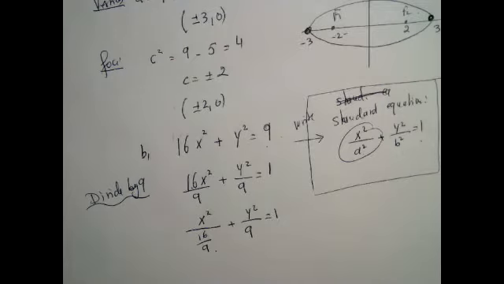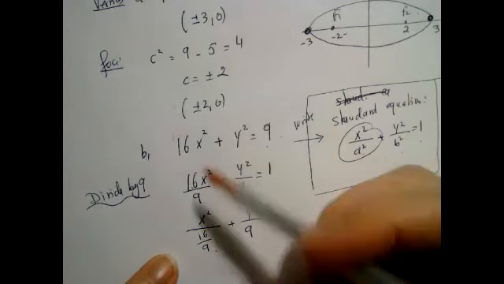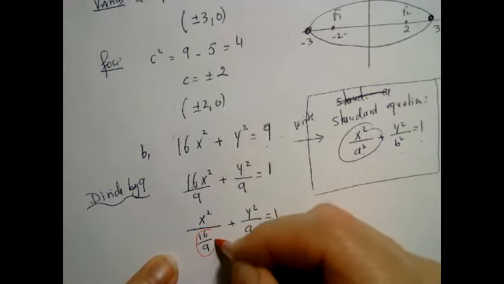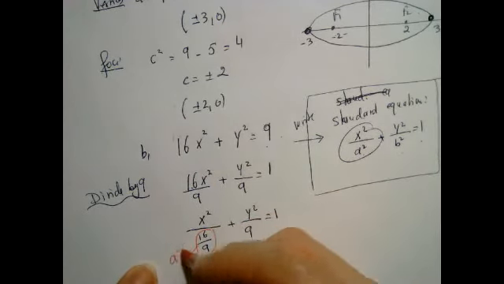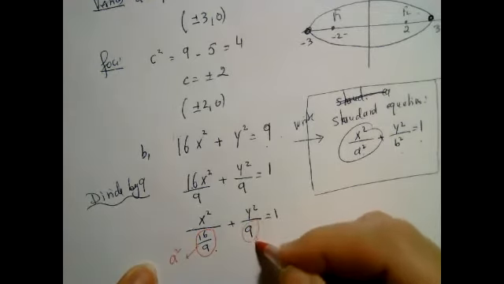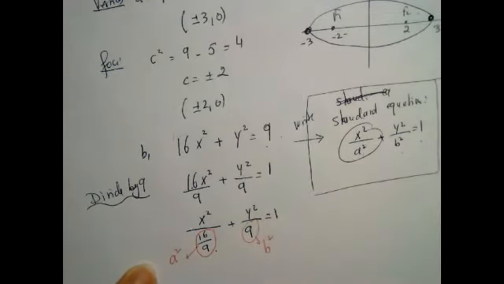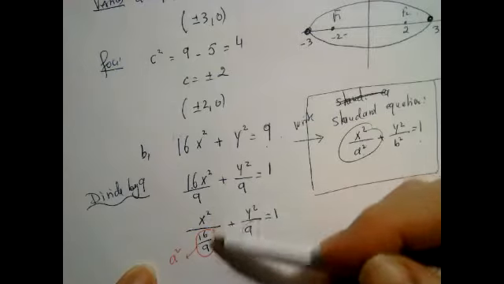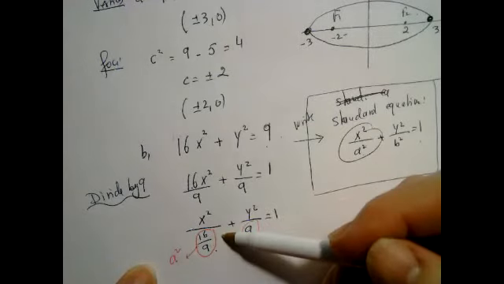Am I correct? Have I changed anything? Are those the same? This is going to be my a squared. Now I can see it. And this would be my b squared. Question: are those two expressions exactly the same?